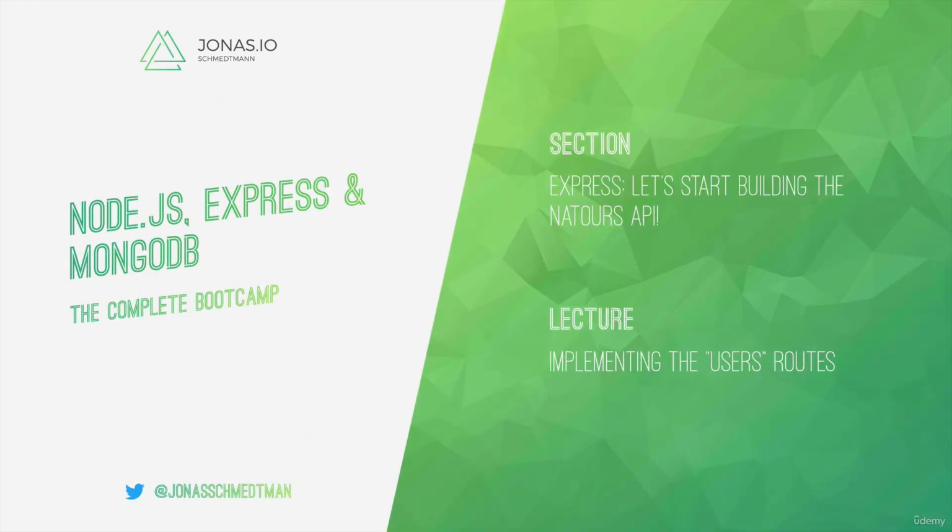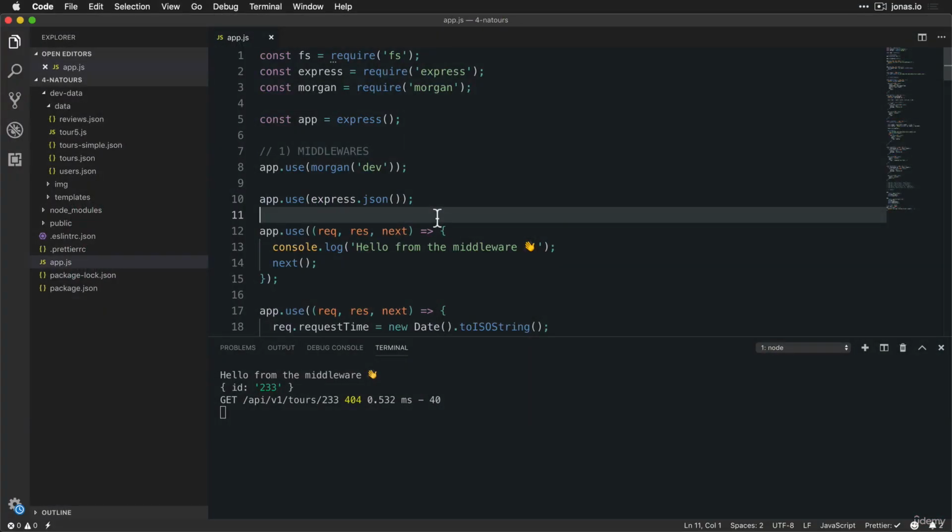Welcome back. In this video, let's start to implement some routes for the users resource. So our API will have a couple of different resources. The first one that we already talked about and started to implement is the tours resource. But another one will be the users resource, so that, for example, we can create user accounts and have different user roles and all that good stuff that comes with users, right?